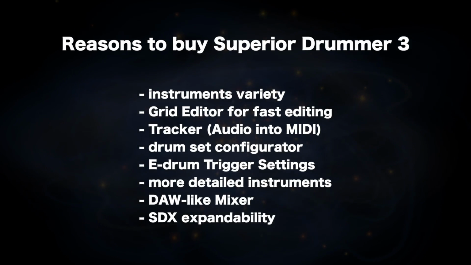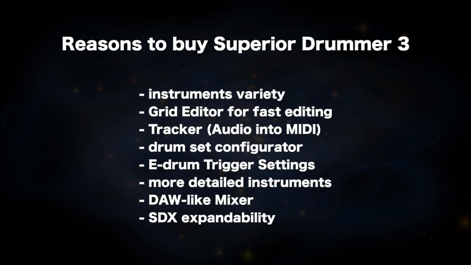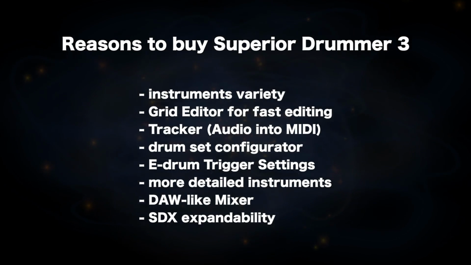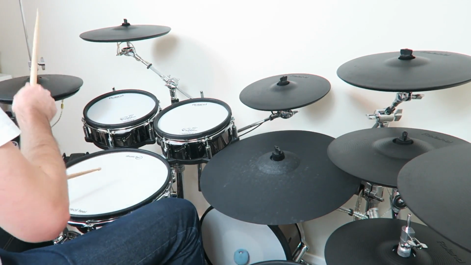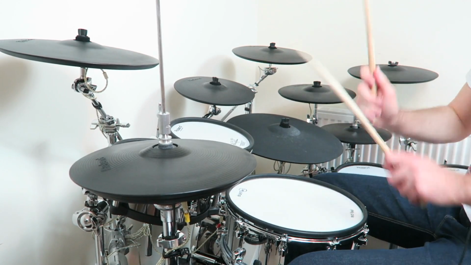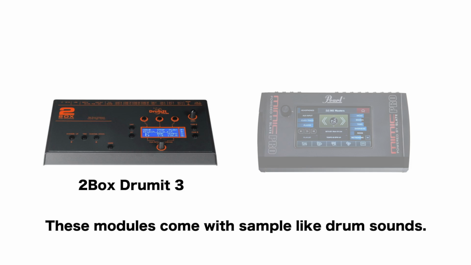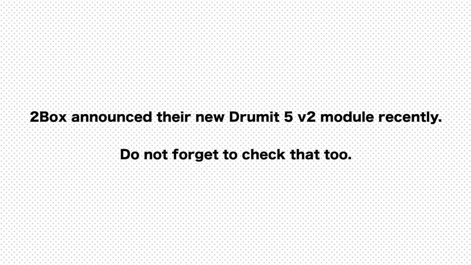If you need additional functionality, make music for a living, want to digitalize the drum recording process of your band, then Superior Drummer 3 is the way to go. And if you are someone who just wants to trigger great drum sounds and has no computer skills nor a good computer, rather buy a 2box Drummer 3 or a Pearl Mimic Pro drum module. Triggering VSTs with an eDrum module is not the answer for everyone.